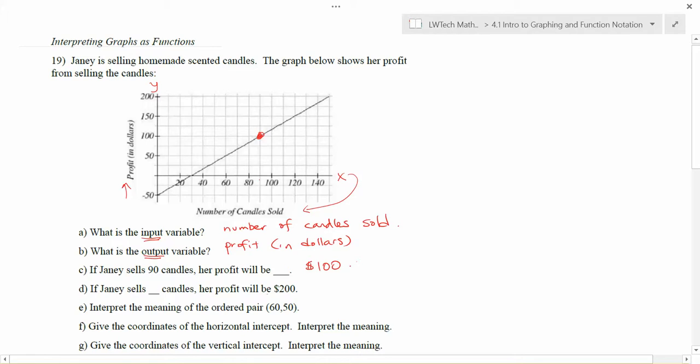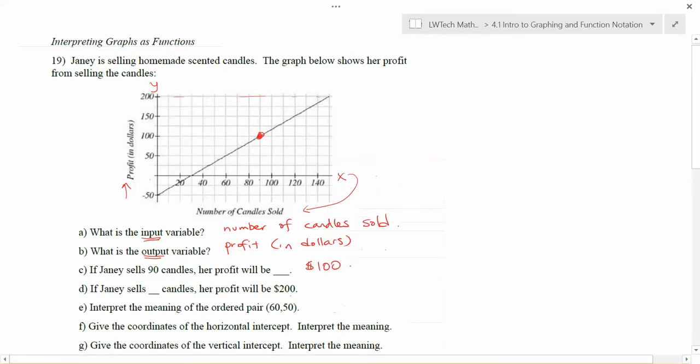The next question is asking us to work on our function a little bit differently. If Jamie sells blank candles, her profit will be $200. Well, this is an output, so we need to look for $200 on our output scale. That's the very top line up here. We'd like to see how many candles she needs to sell. So if we take this $200 and we look all the way out to where the graph line crosses, that happens right here at this very last spot at the end of the graph.